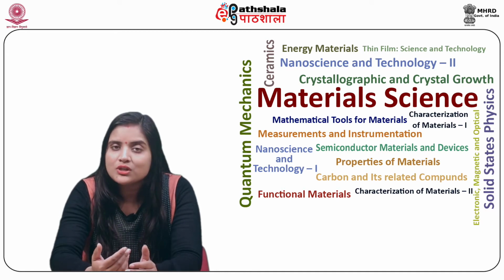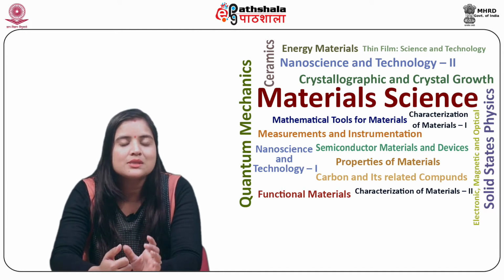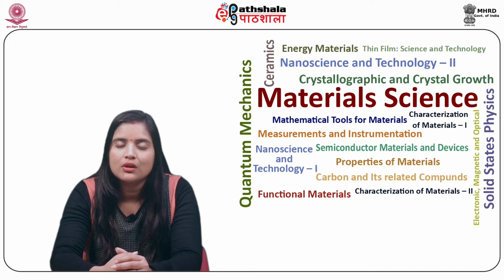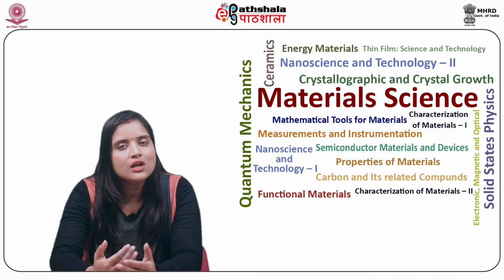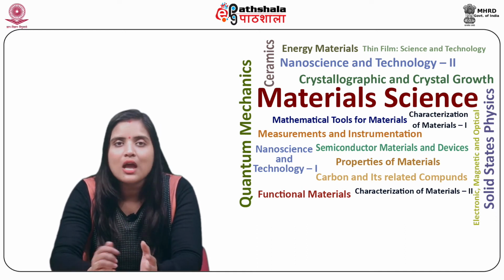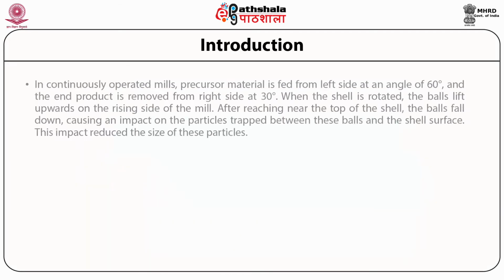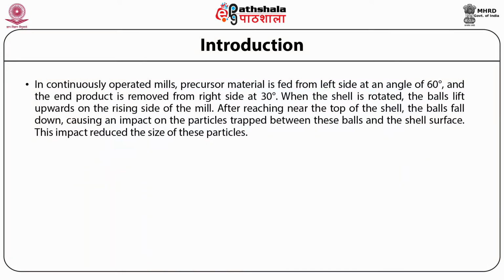Rubber-lined or coated ball mills cause less wear to the products. The mill is nearly equal in length and diameter. In continuously operated mills, precursor material is fed from the left side at an angle of 60 degrees and the end product is removed from the right side at 30 degrees.